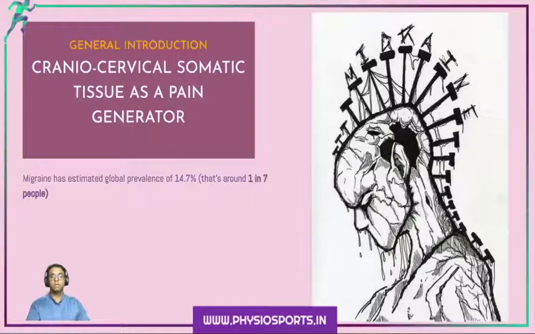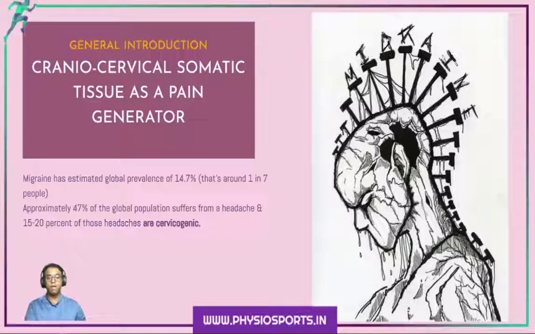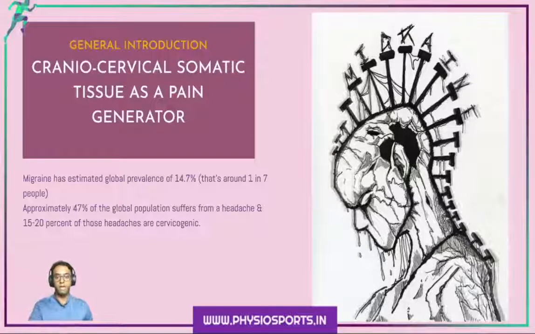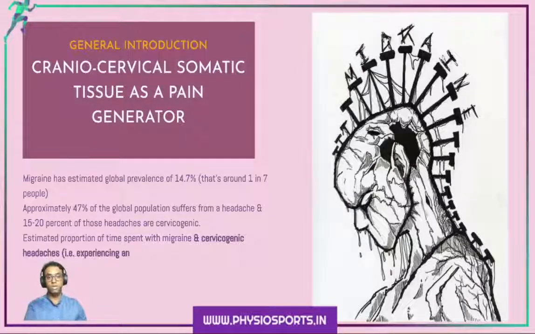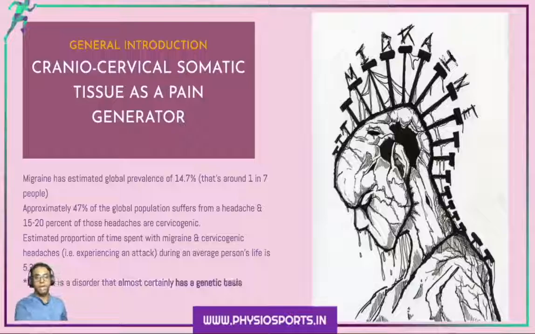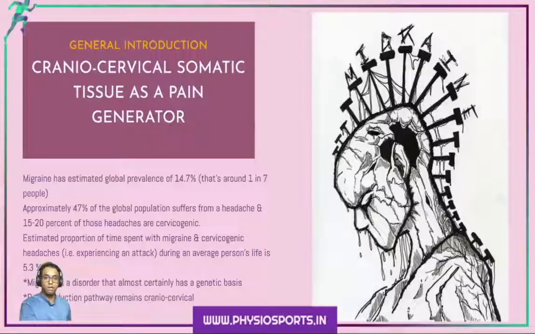General introduction. Migraine has an estimated global prevalence of 14.7%. That's around 1 in every 7 people. Approximately 47% of the global population suffers from headache, and out of which 15 to 20% of those headaches are cervicogenic in nature. The estimated proportion of time spent with migraine and cervicogenic headaches, that is actually experiencing the attack during an average person's life, is 5.3%.